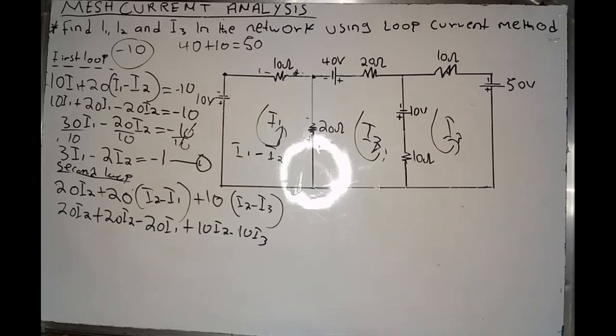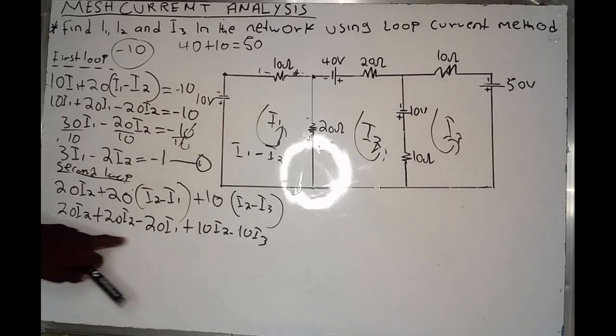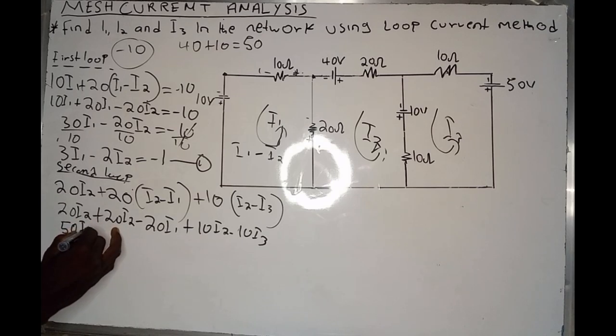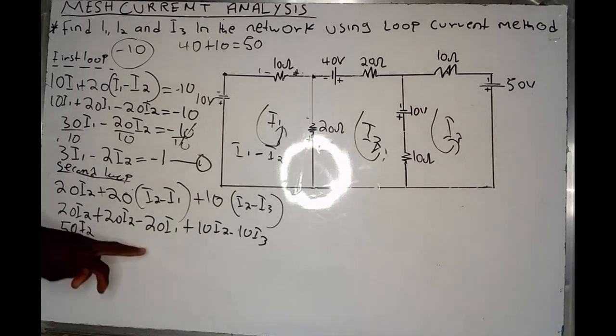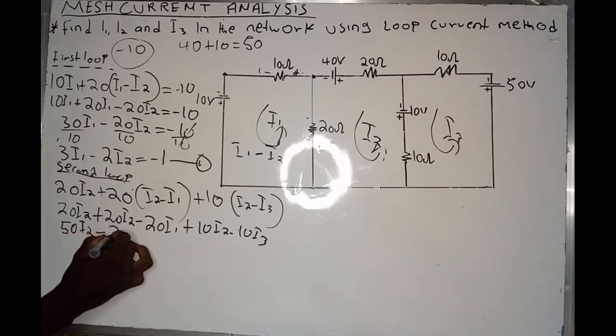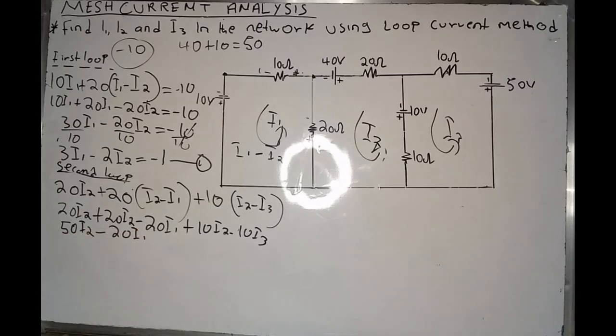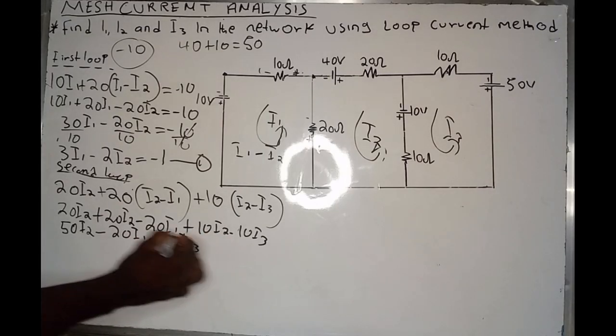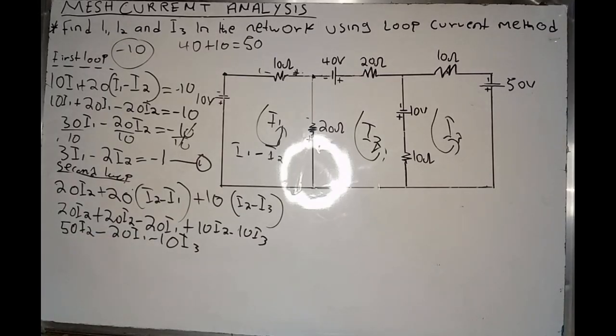So I have to collect like terms. I have I2, and also I2. 20 plus 20, 40 plus 10, which is 50. So therefore, I have 50 I2. For I1, I am having only I1 here, which is 20 I1. So let's move to I3. I will say minus 10 I3. So therefore I will say it is equal to the total voltage.